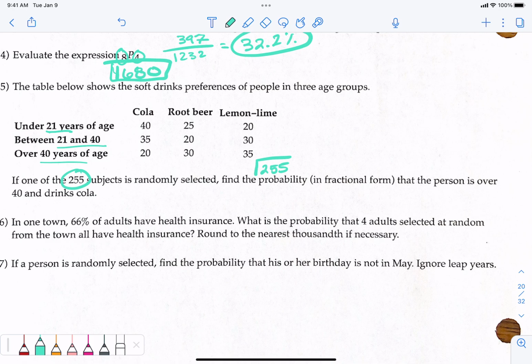If one of the 255 is randomly selected, find the probability in fraction form that the person is over 40 and drinks cola. Okay. Over 40 and drinks cola. Who is that? 20. This 20 right here. Over 40 and drinks cola is only 20 out of 255. Divided by 5 is 4 over 51. True? Yes. 4 out of 51 and we leave it there. We don't convert it to a decimal.